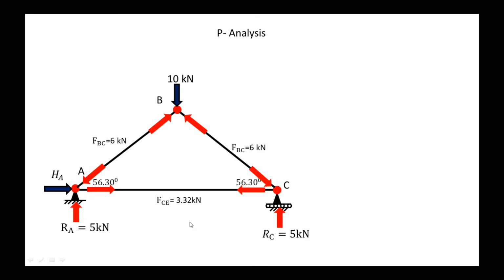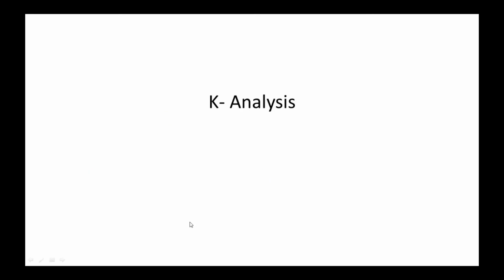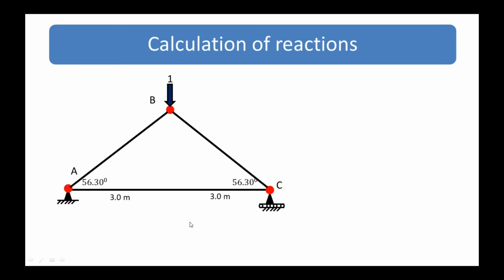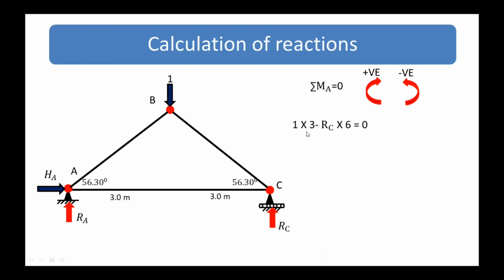Then go for the K analysis. Again, the first step is to calculate the reactions. Taking sigma MA equal to 0, clockwise positive, anti-clockwise negative: 1 into 3 is clockwise, 1 into 3 is clockwise, that is why plus, minus RC into 6. So RC is equal to 0.5. By symmetry, we can say that RA is also 0.5.